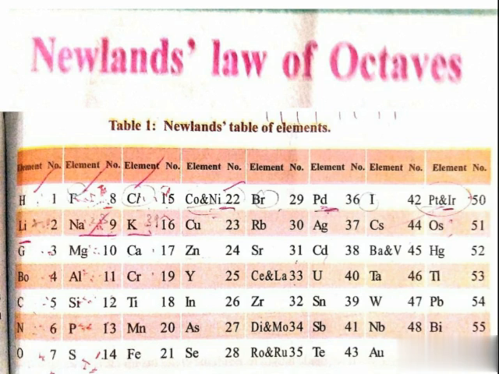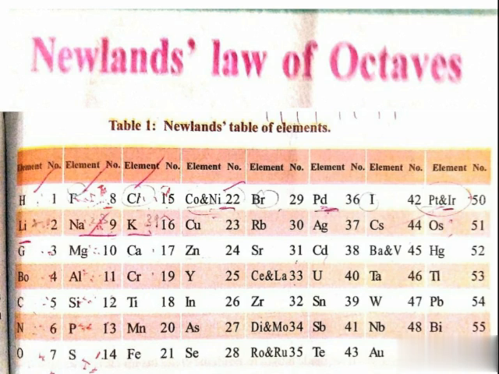There are instances of two elements fitted into the same slot. Example, cobalt and nickel. Here Newland filled two elements in the same slot. So in some situations in this Newland table we can observe two elements in one slot, for example cobalt and nickel.